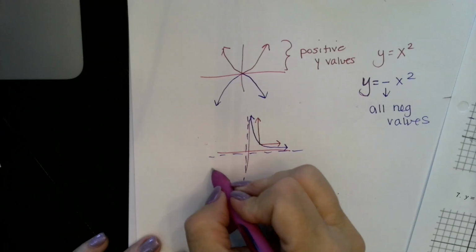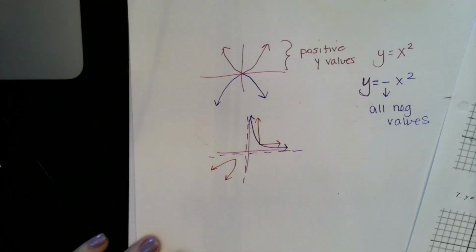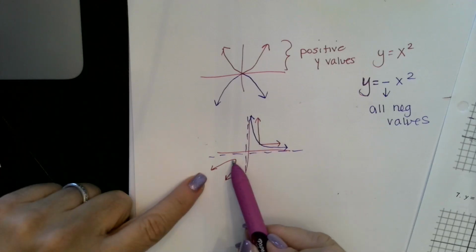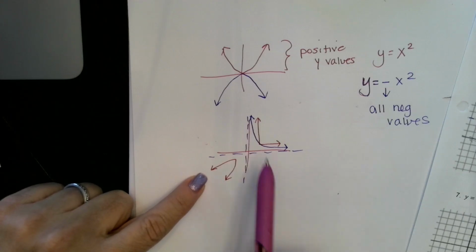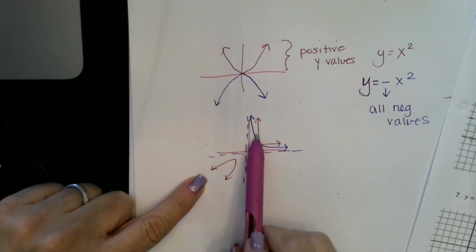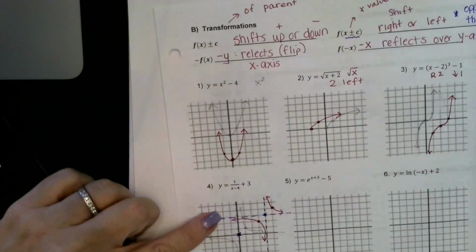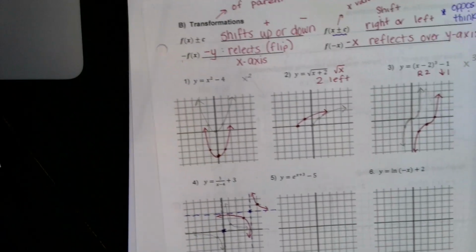It's also not this. The shape kind of looks the same, but I'm not approaching the asymptote. Here I'm going away from the asymptotes. So it's super important that when you draw your curve, it looks like this purple curve right here. I'm approaching these two values.